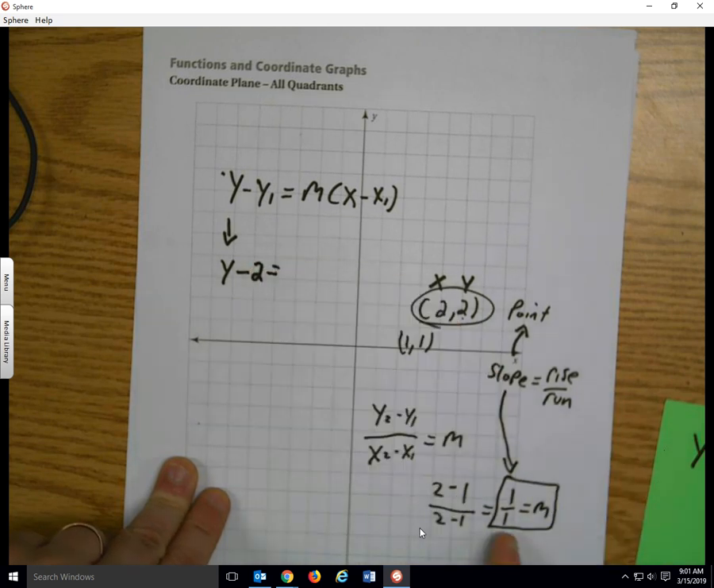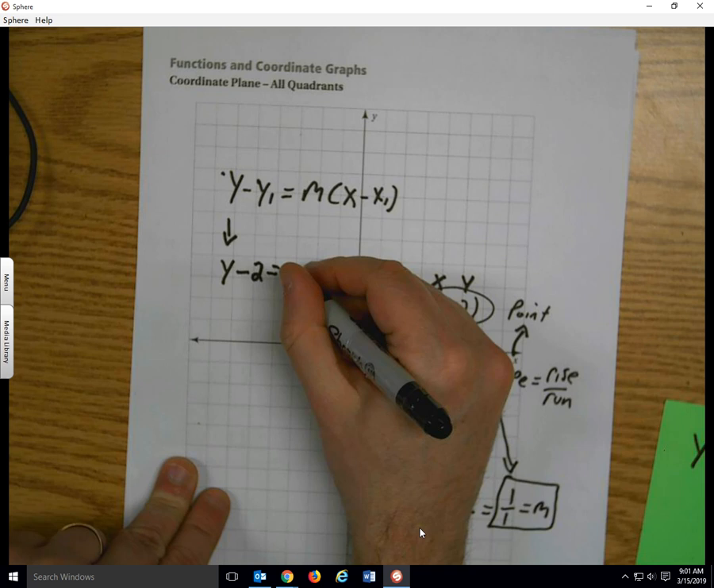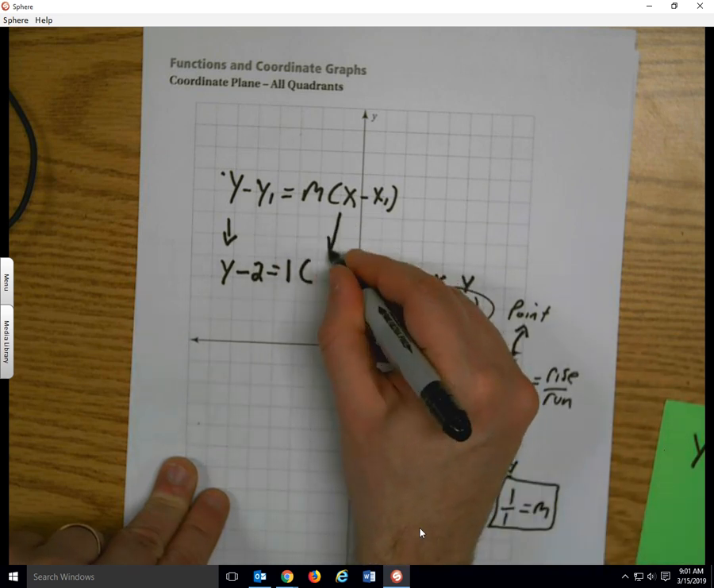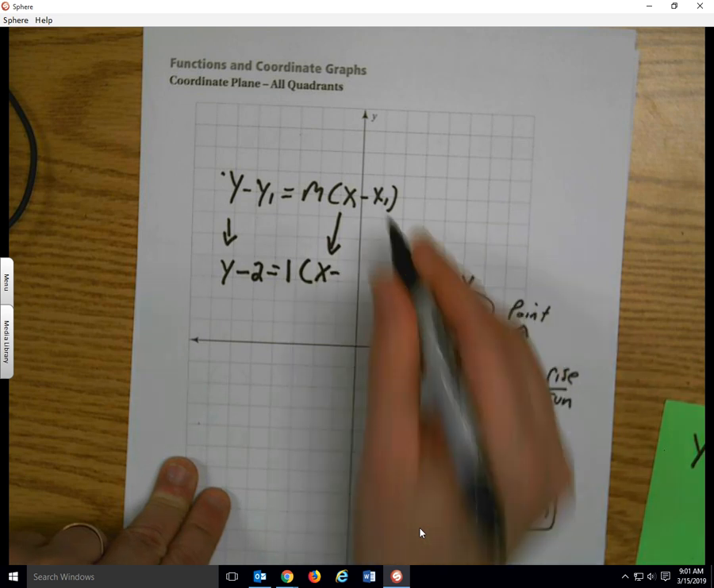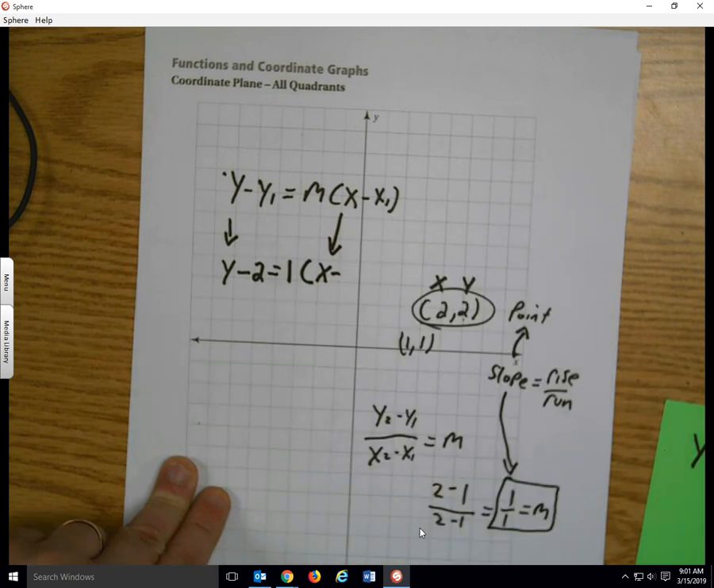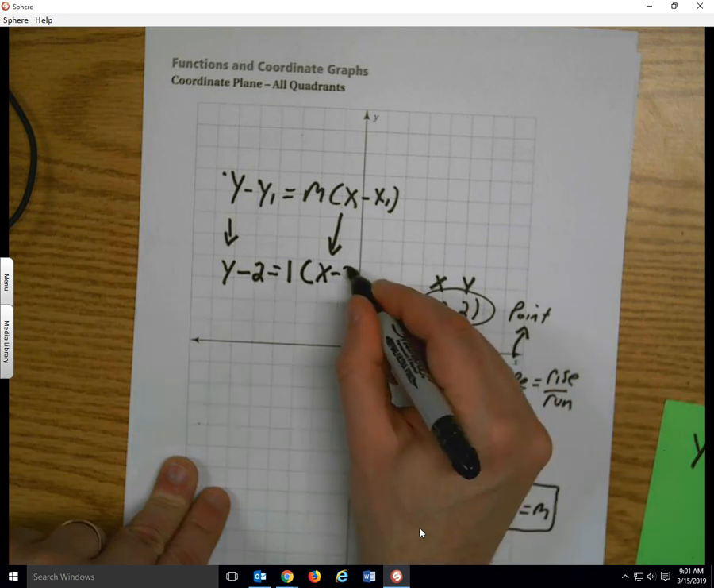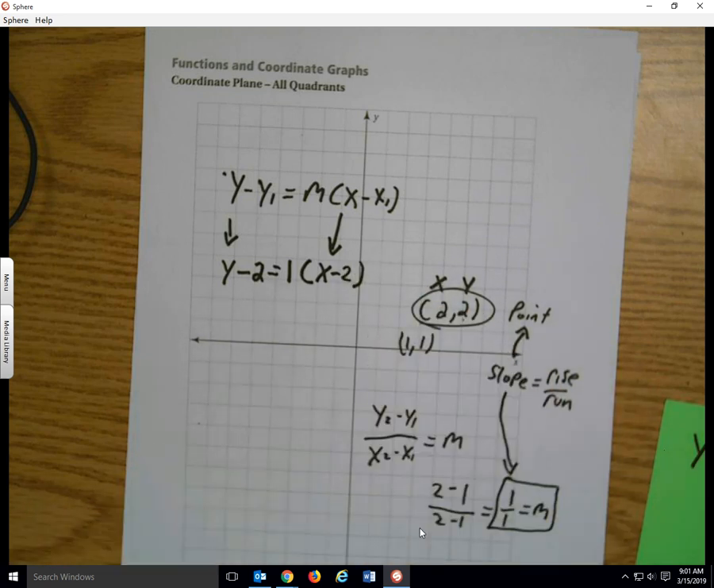The m we said was 1 over 1, which is the same thing as a 1. x just stays the same. And the x1 is going to be the 2, the x that corresponds with the x. That's it. That's the first step. Okay.